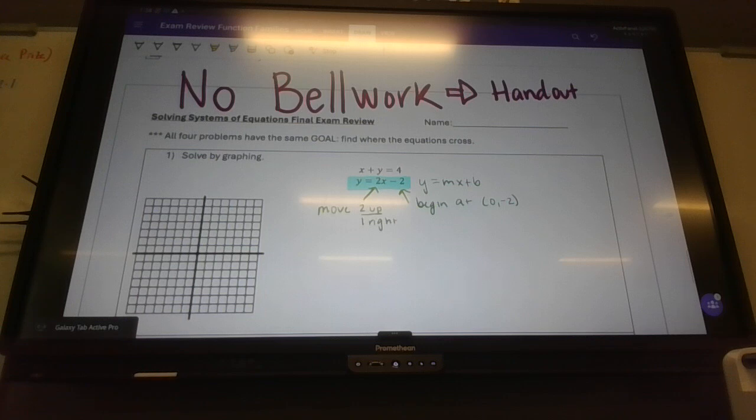So it's two different equations. We're actually going to graph the bottom equation first because it's in the right form of y equals mx plus b.